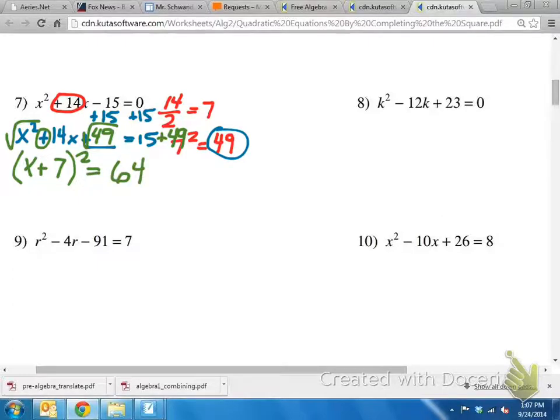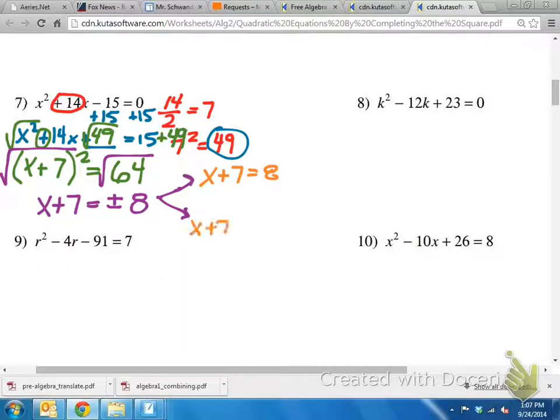And to solve for x, we have to get rid of the square, so we square root both sides. So I'll get x plus 7 equals plus or minus 8. Because remember, if I take the square root of a number and I add the square root myself, it's going to be either a positive or a negative. And so I have two different equations to figure out what x equals. I have x plus 7 equals positive 8, and x plus 7 equals negative 8.